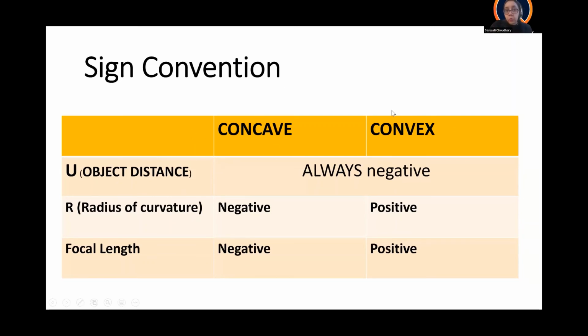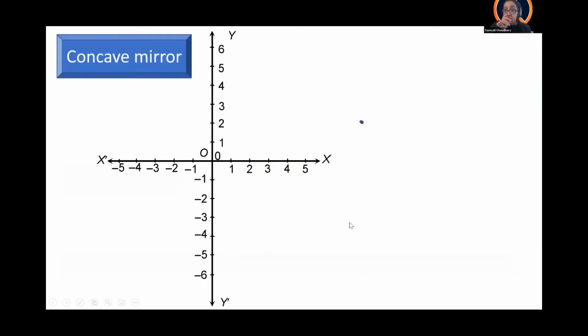For example, for both concave and convex mirror, the object distance denoted by the letter U is always negative. And why is the radius of curvature negative for concave and positive for convex? Why is the focal length negative for concave and positive for convex? So let's understand with the help of the graph.